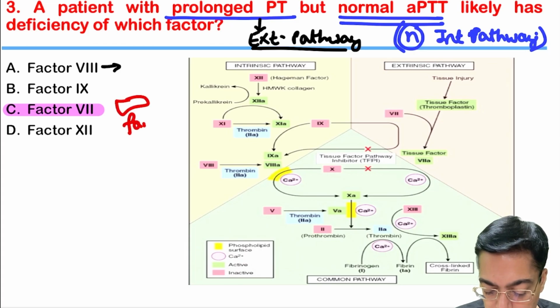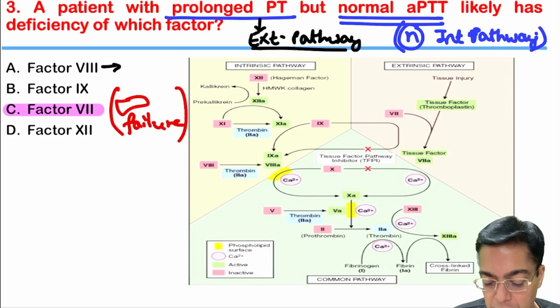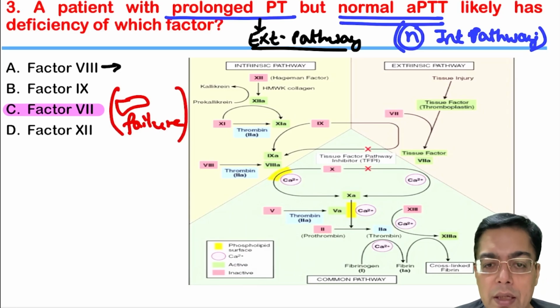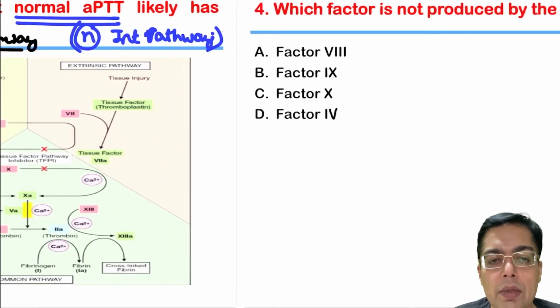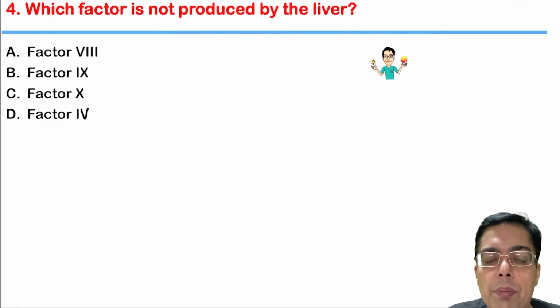A classical example of this situation is what I shared with you just now. Patients who are having hepatic dysfunction, particularly in the early stages, can be having this, or there can be situations in which patients are going to be having a deficiency of factor 7 because of underactivity of vitamin K. Looking at the next question, which factor is not being produced by the liver?